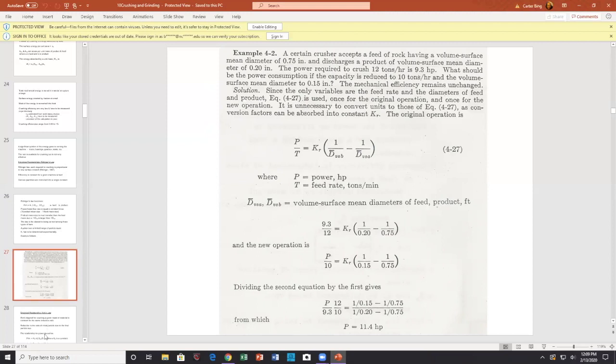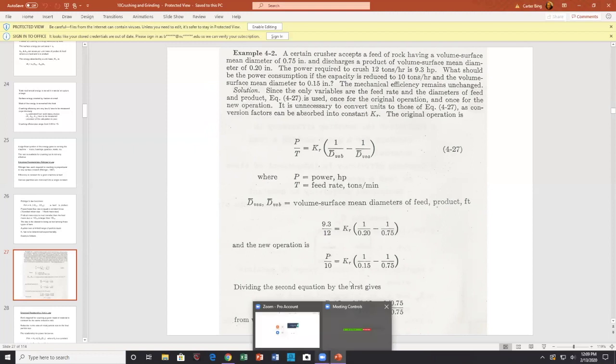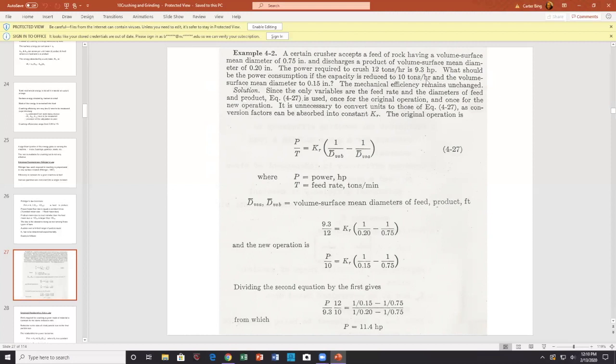You're going from particles of 0.75 down to particles of 0.2. You do some mathematics. The mass flow rate has changed somewhat. Wait a minute, this is the new operation. So you find out that you need 11.4 horsepower, whereas up here you were up at, well, you're interested in what the power consumption capacity is reduced to 10 pounds per hour from 12. And this is an estimate.